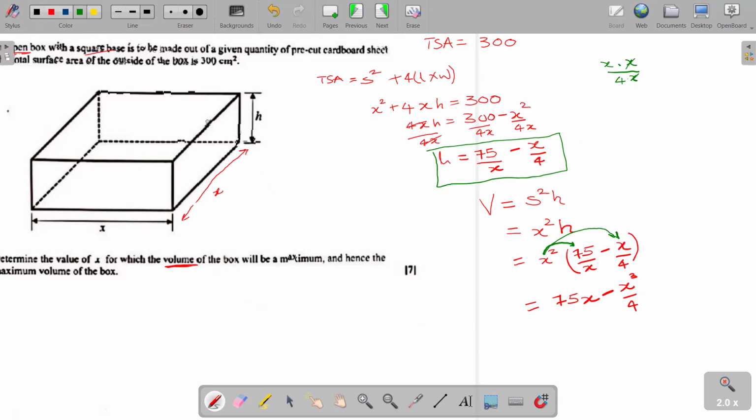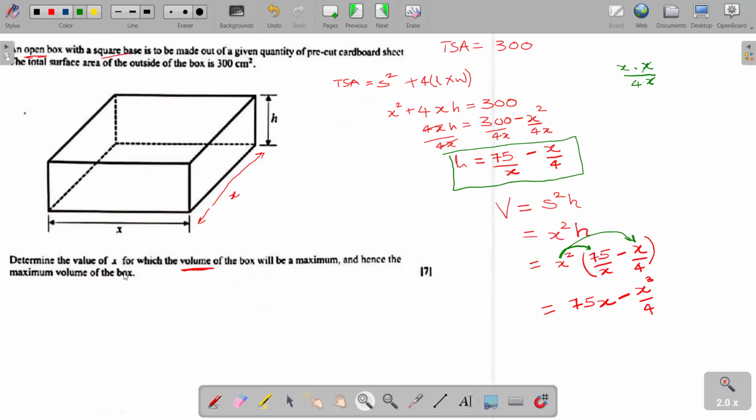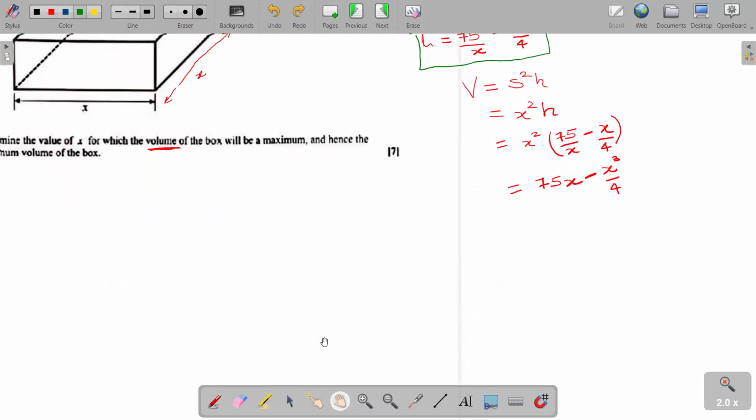Now let's go to the question. It's saying determine the value of x for which the volume of the box will be a maximum. So you have to take note that the moment they are talking of maximum, you have to bring derivatives. So since they said maximum, it therefore means that we are going to get v prime. So here we are now going to determine v prime.